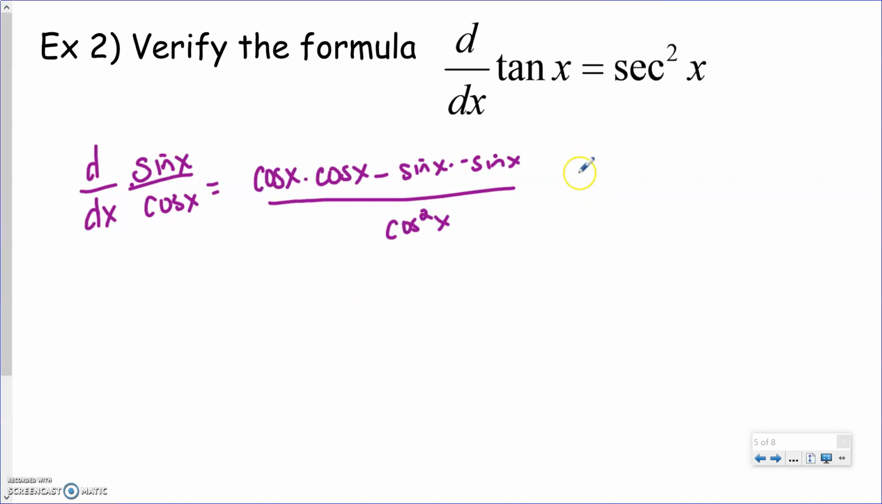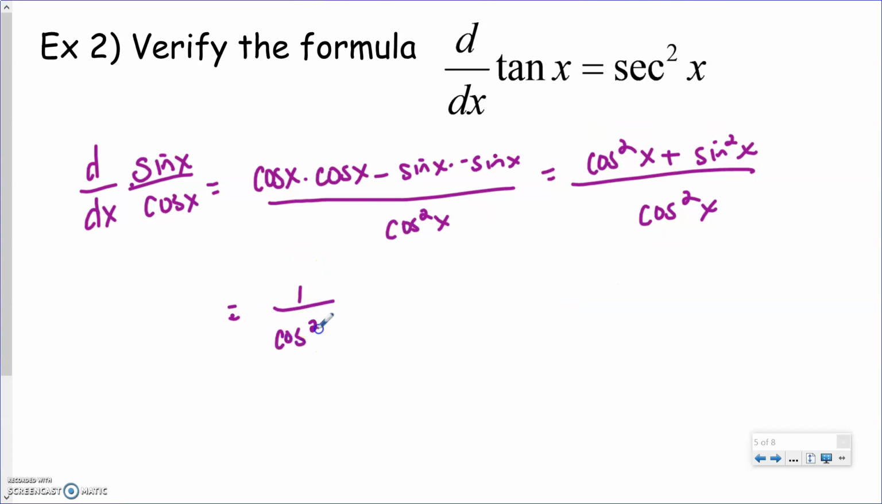That gives me this. Cosine times cosine, which is cosine squared. Negative sine times negative sine is positive sine squared. And then I squared the denominator to get cosine squared. And if you think back to pre-calc, which has been a while, cosine squared plus sine squared is 1. So 1 over cosine squared is the same as secant squared. So there's a proof to help you find one of those.